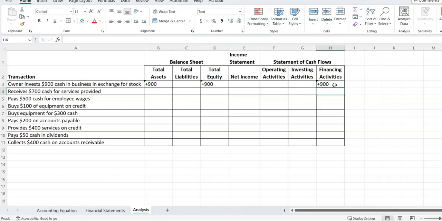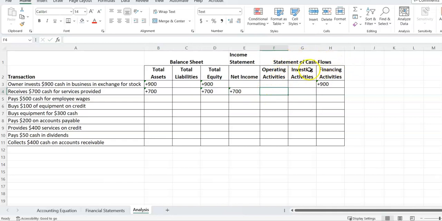Okay. The next one is that we receive $700 cash for services provided. So we sold our services, we were paid cash. Cash is an asset. So in this, assets increased by $700. Okay. Income or revenues is also equity. So now our equity account increased by $700. So those are the impacts on the balance sheet. The impact on the income statement is that we received revenue. So this is a plus $700 increase to the income statement.